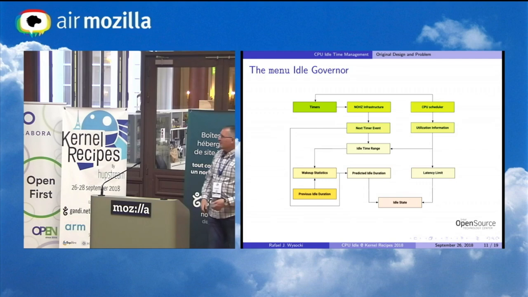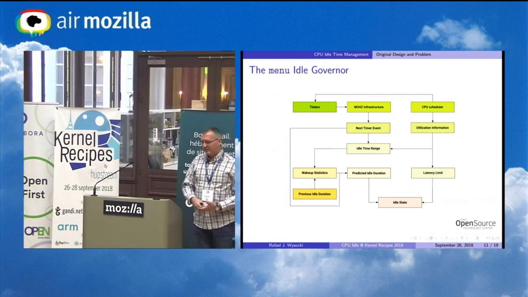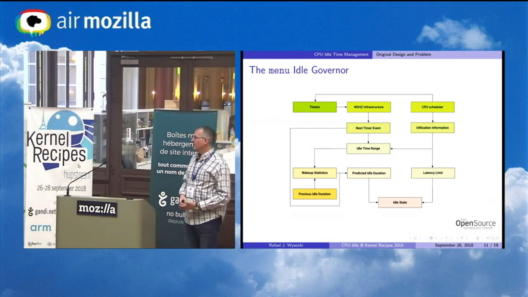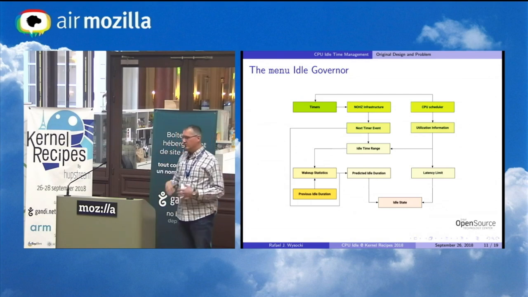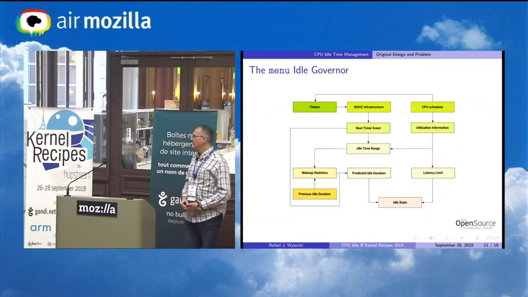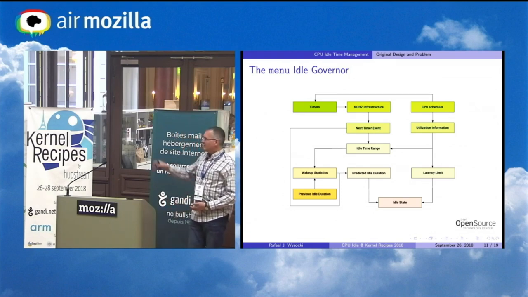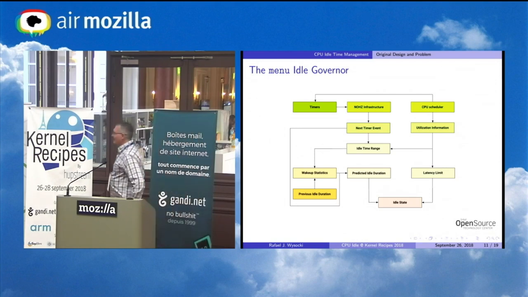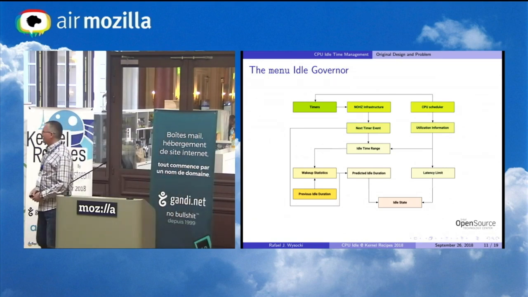And here comes the menu governor, which is used on the systems in which the scheduler tick is stopped before entering the idle loop, which are referred to as tickless systems. They use the menu governor. The ladder governor I was talking about is used on the systems which don't stop the scheduler tick up front, at least as a rule. So this is the menu governor, and this is a simplified diagram of it. I'm sorry about it, okay? A simplified diagram.